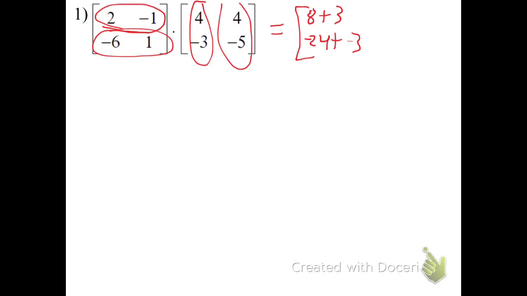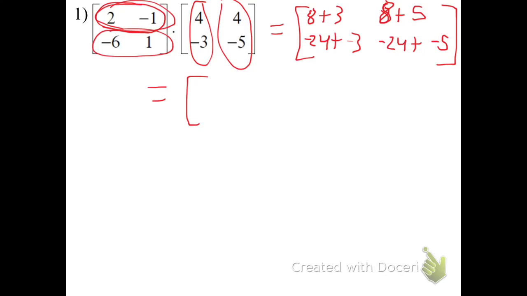Now we're going to move on to the second column. First row times second column, 2 times 4 gives you 8, and then you add -1 times -5, which is 5. So 8 plus 5 there. And then second row times second column, -6 times 4 is -24, and you have to add 1 times -5, which is -5. And as soon as we get that done, that will be it.